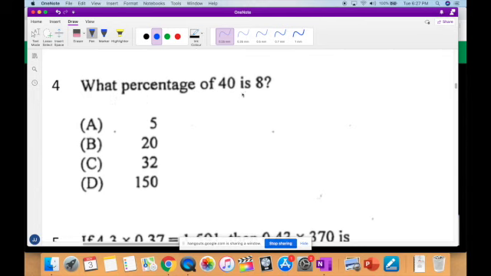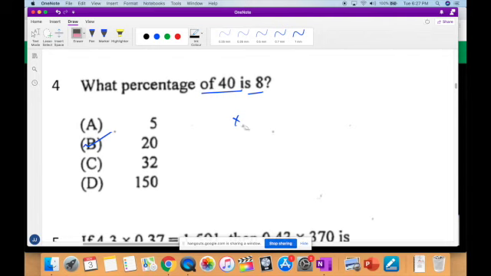What percentage of 40 is 8? How did you work that out? I put 8 over 40. Very good. So 8 out of 40 multiplied by 100 over 1. That's a very good thing to do, so you get 20, B.